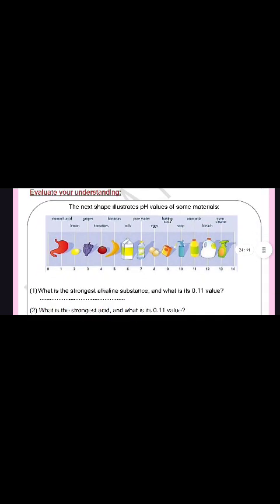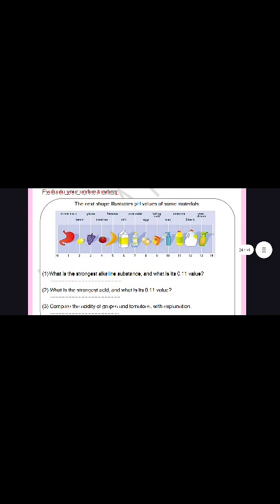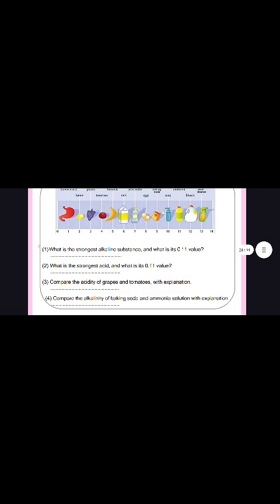Right now, you can answer these questions. In front of you, you can find the pH scale according to some materials. So after studying it well, you can answer those questions.